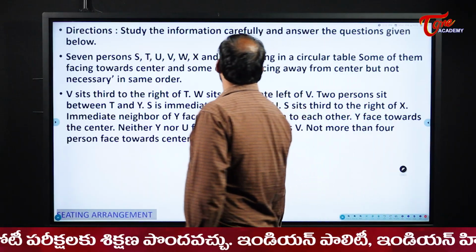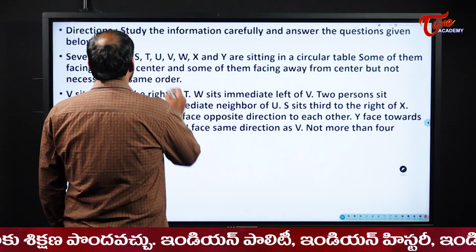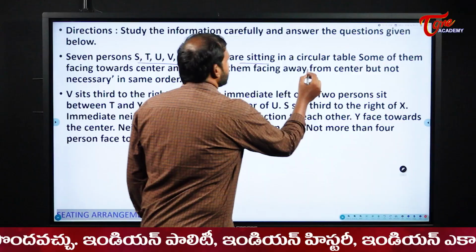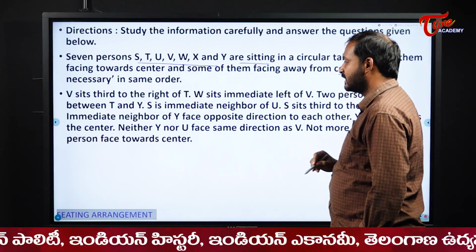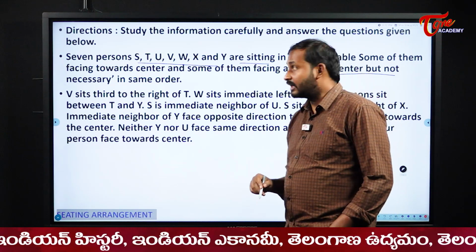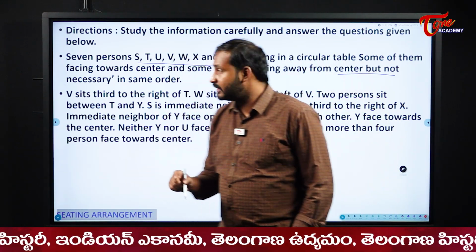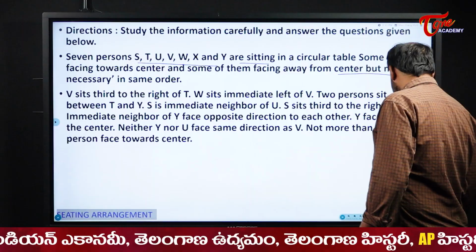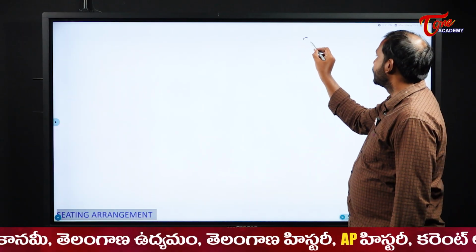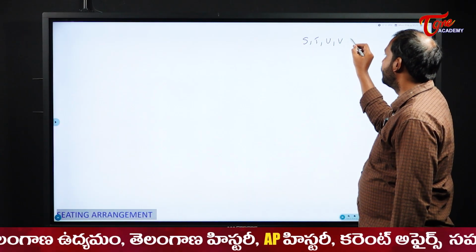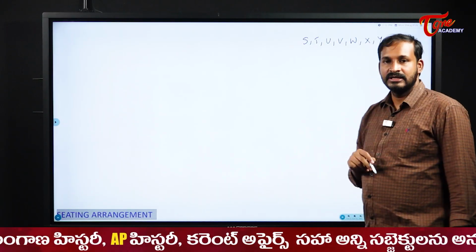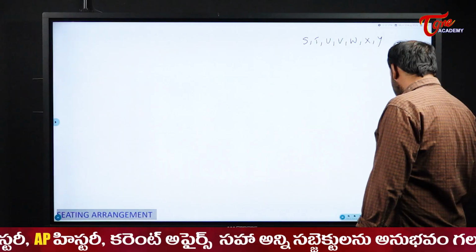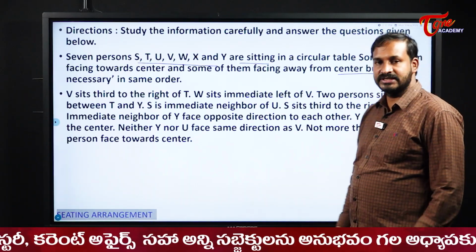Study the following information carefully and answer the questions given below. 7 persons are sitting around a circular table. Some are facing towards the center and some are facing outward, but not necessarily in the same order. There are 7 persons, S, T, U, V, W, X and Y. So total 7 persons are there for us. They are sitting around a circular table. Some are facing inward, some are facing outward.